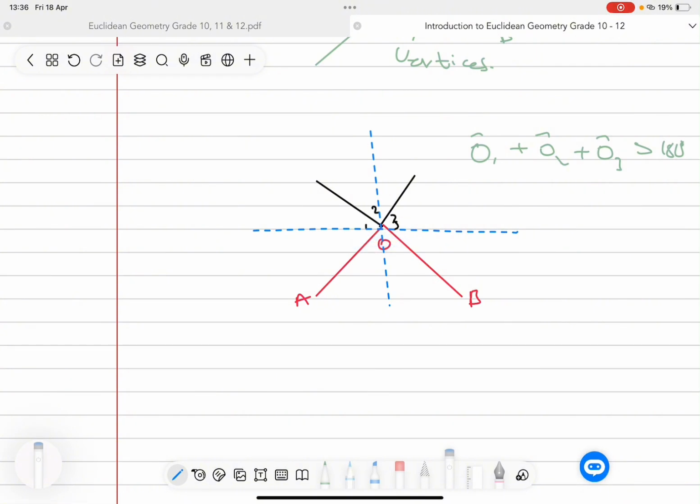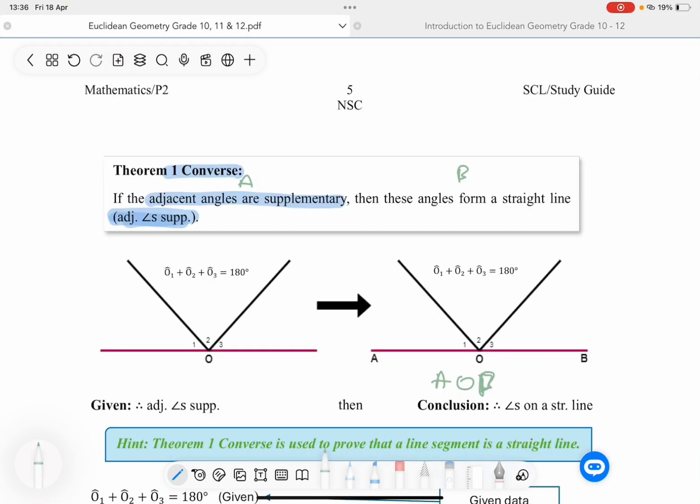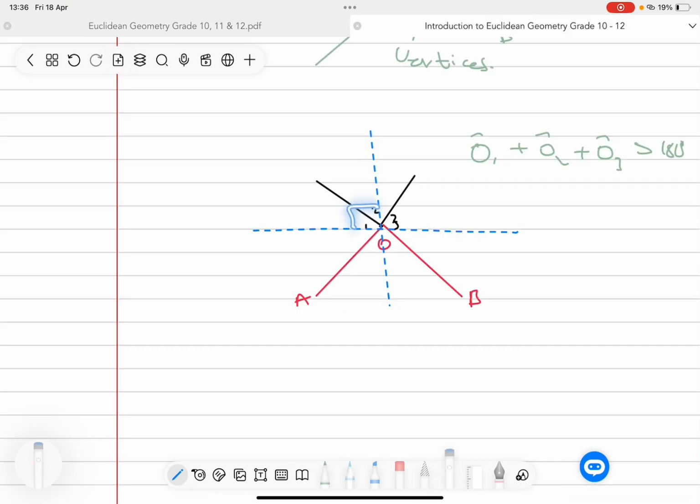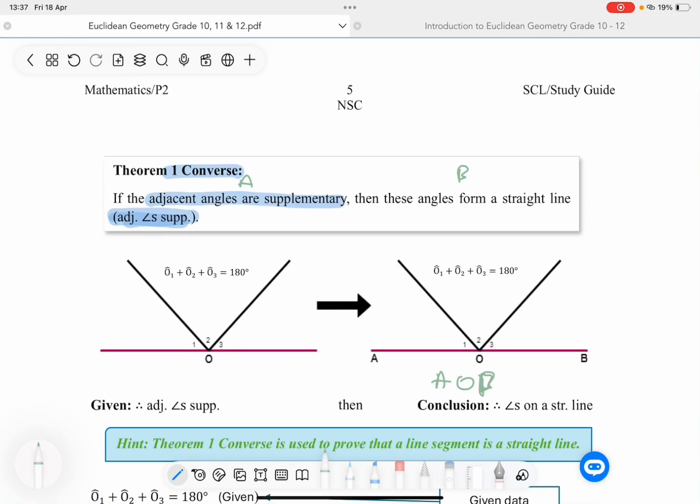So this line becomes a straight line only when we have 90 here. When we have 180, 90 this side and 90 this side, making a total of 180, that's when this line becomes a straight line. So that's the logic that comes from that theorem, or a way in which we can justify the fact that this line should be a straight line, because these angles add up to 180 degrees.